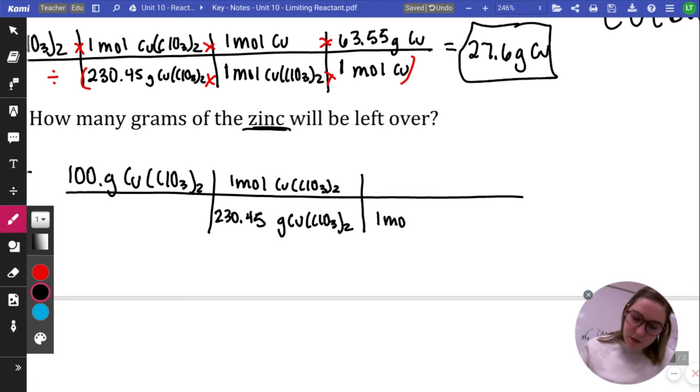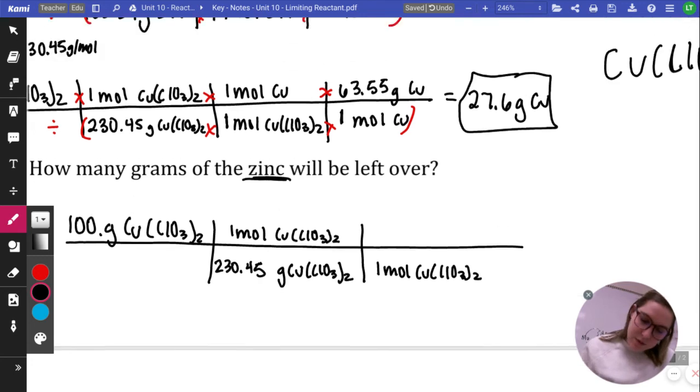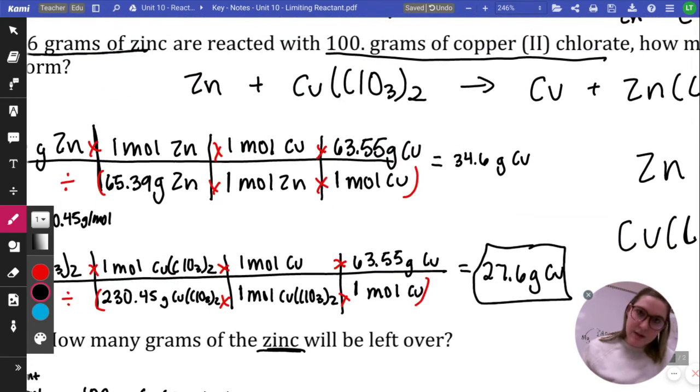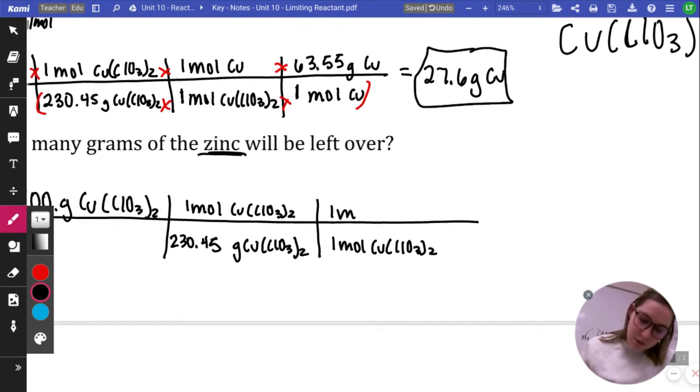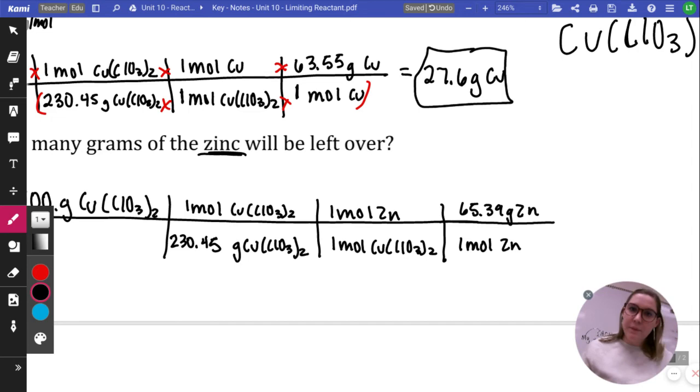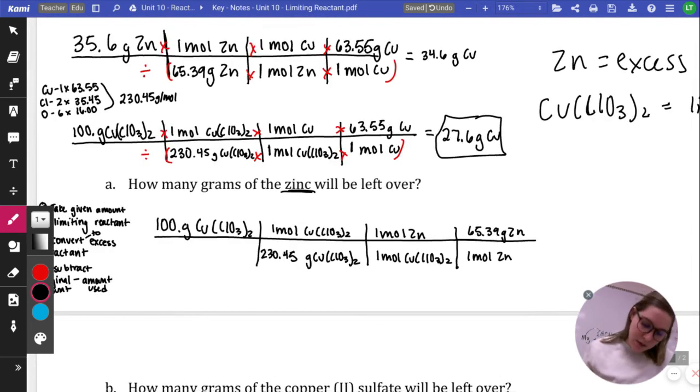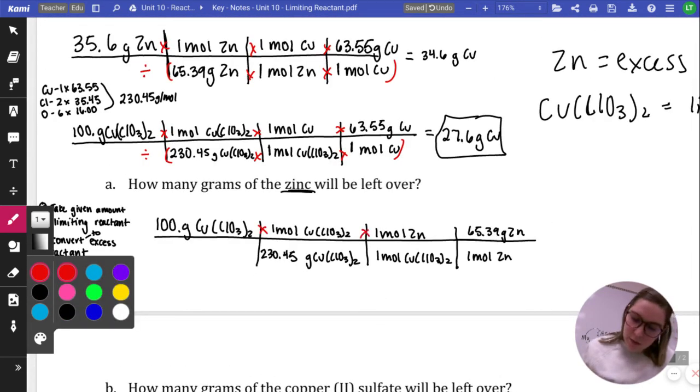So for my balanced coefficients, I know that 1 mole of copper chlorate is equal to 1 mole of zinc, because they both have a 1 in front of them, or no coefficient, so it's an assumed 1 to 1 mole of zinc. One more time, I'm going to keep converting because I really want to know grams, since that's what I know from zinc. So 1 mole of zinc is equal to 65.39 grams of zinc. Then I'll multiply across the top and divide by the bottom.